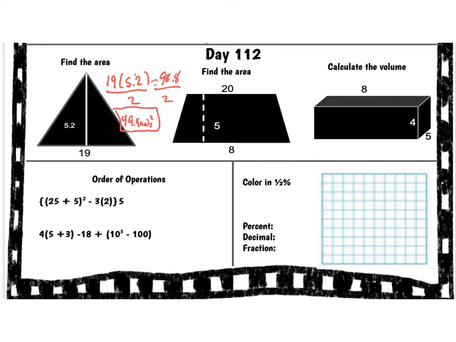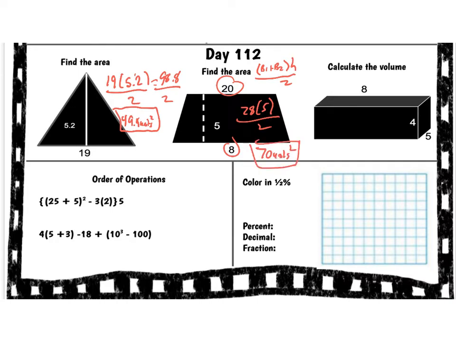Find the area. We do base 1 plus base 2 times height divided by 2. So you do 28, because I added this and this, times 5 divided by 2. 28 times 5 gives you 140 divided by 2, which gives you 70 units squared.